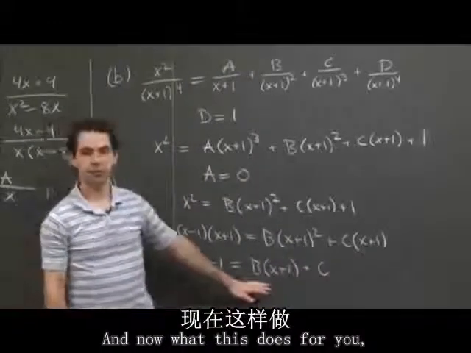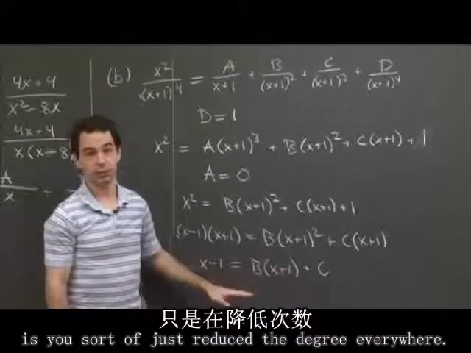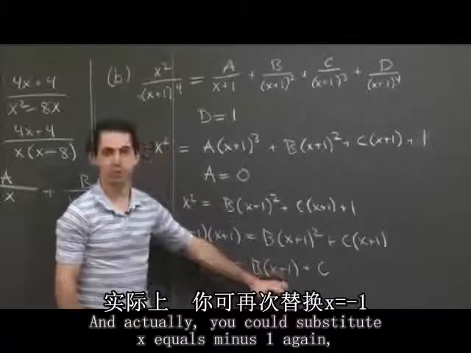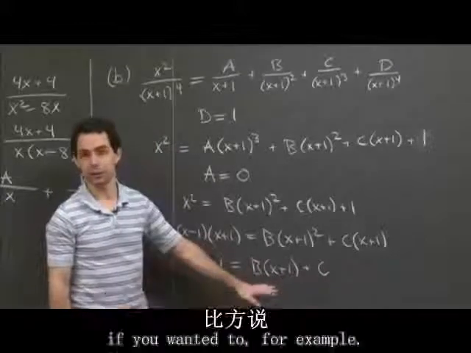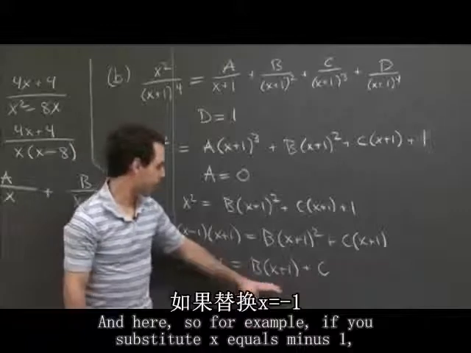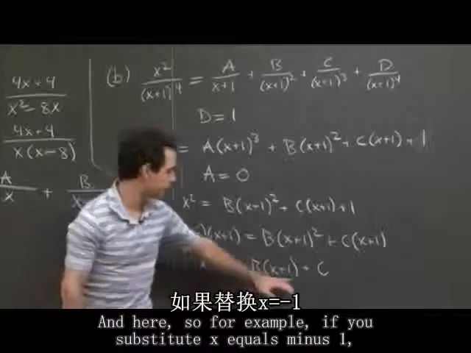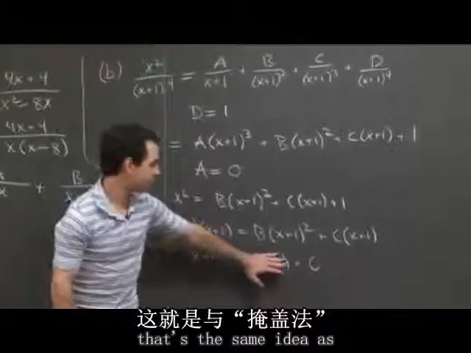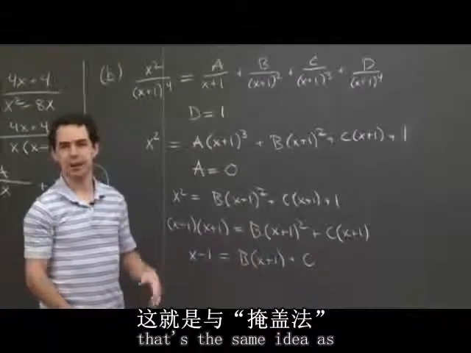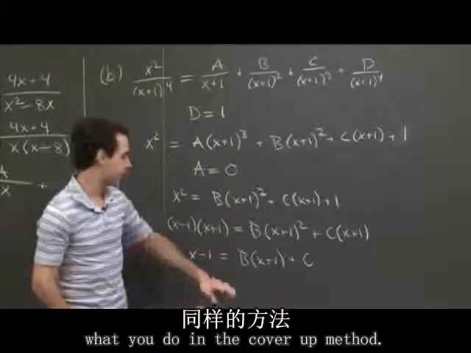And now what this does for you is you've sort of just reduced the degree everywhere. And actually, you could substitute x equals minus 1 again if you wanted to, for example. So for example, if you substitute x equals minus 1, it's the same idea as what you do in the cover-up method.